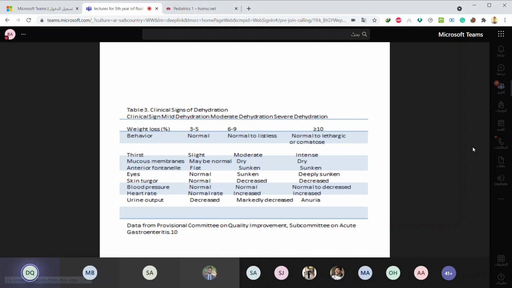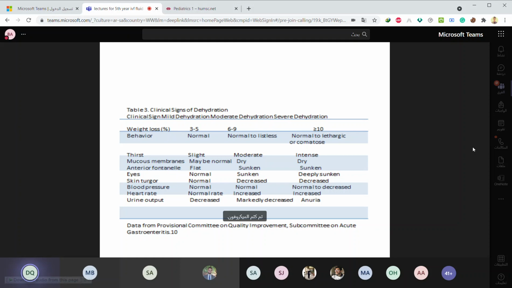So the behavior will be normal in mild, normal to restless or hypoactive in moderate. Sometimes the patient is lethargic or comatose with change in level of consciousness in severe dehydration. Thirst is present in mild and moderate, and severe in case of severe dehydration. Mucous membrane may be normal in the mild cases, dry mucous membrane in both moderate and severe. Anterior fontanelle sunken in the moderate and severe dehydration.